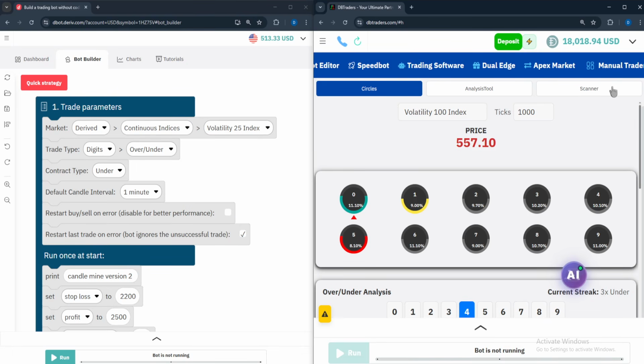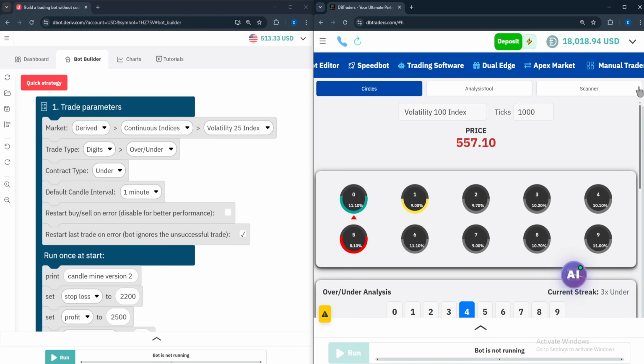In today's video, we are going to break down the under 4 strategy in Deriv using analysis tools, okay? Now listen carefully. This is a high risk, high reward strategy, and if you don't follow the rules strictly, you can lose very fast, okay? But if you understand it properly, it can be very powerful and consistent. So let us go step by step, okay?